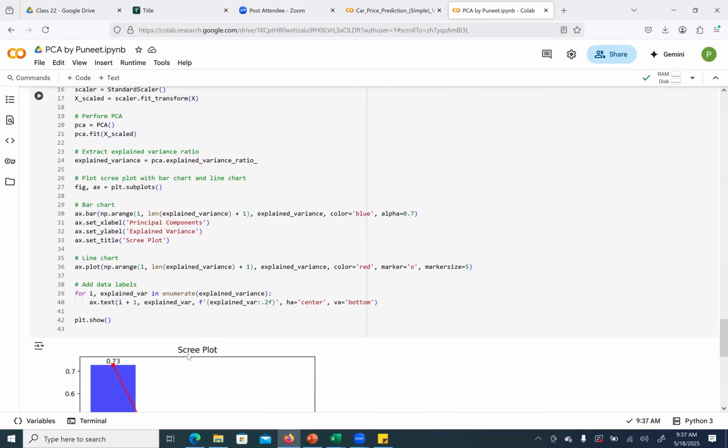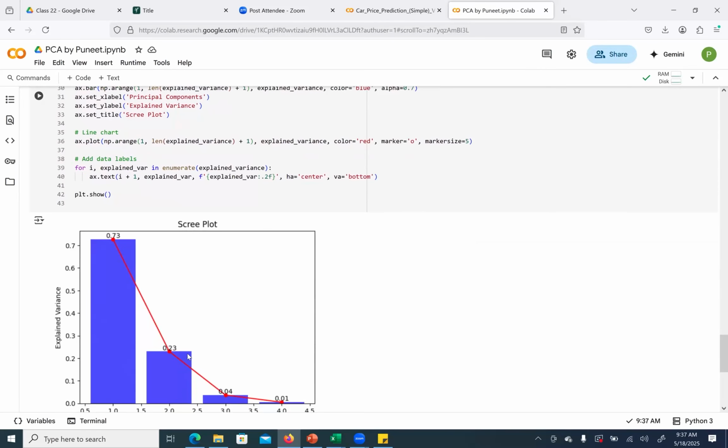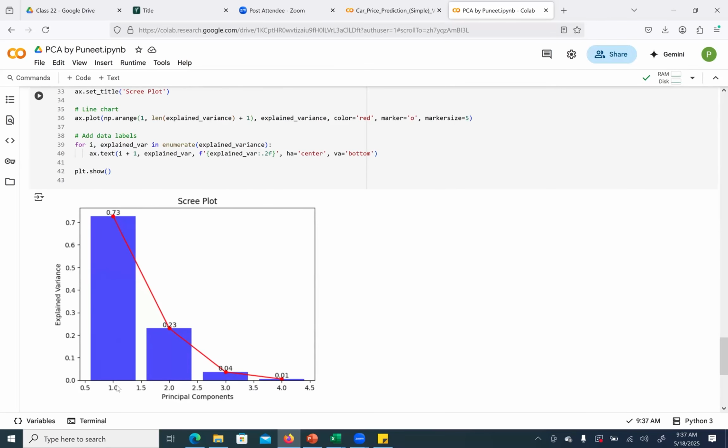What is a scree plot? A scree plot simply tells me how much variability each principal component is explaining. The first is explaining 73%. The second one is explaining 23%. The third one is explaining 4%. And the fourth one is explaining 1%. So 73 plus 23 is 96, plus 4 plus 1, so it is adding up to 101, right? But if you use the correct number of decimal places, this will add up to 100%.